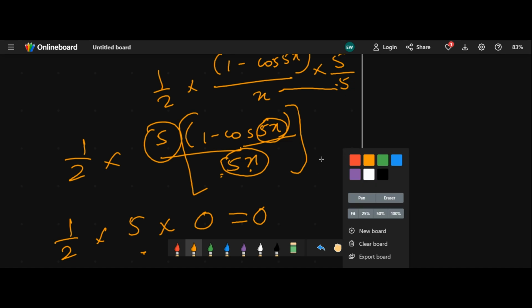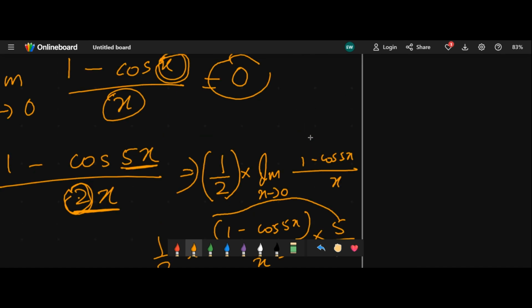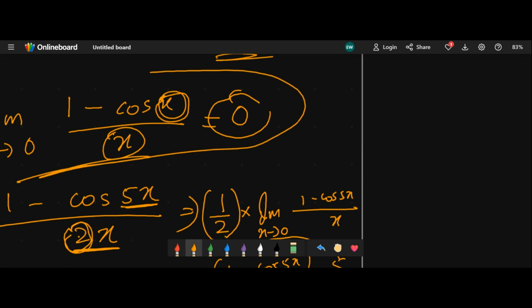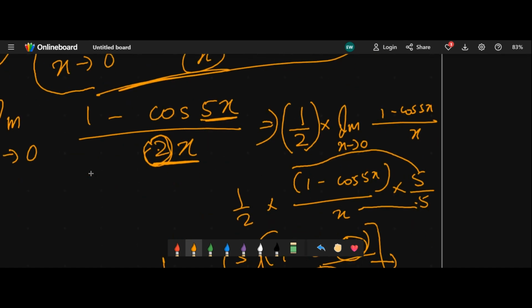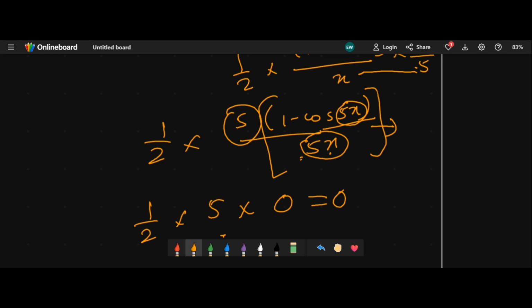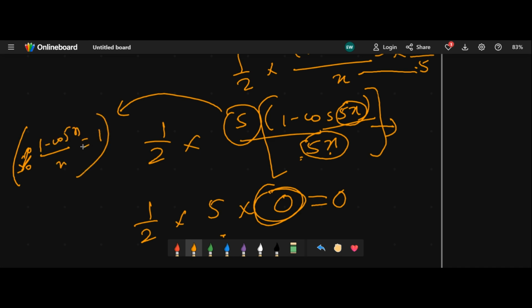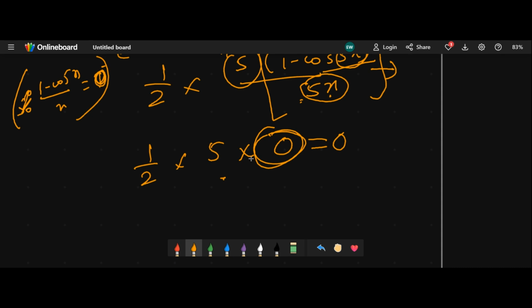In this particular step you have to write this rule. Write this limit. From this only you are writing 0, otherwise the examiner would wonder how you got 0 here. So in this step you have to put a bracket and put some dots. You can write 1 minus cos x divided by x is equal to 0. From this only I have got 0 here. So half into 5 into 0 is 0. The answer is 0. So that's it.